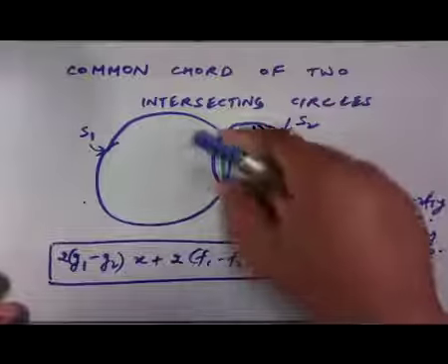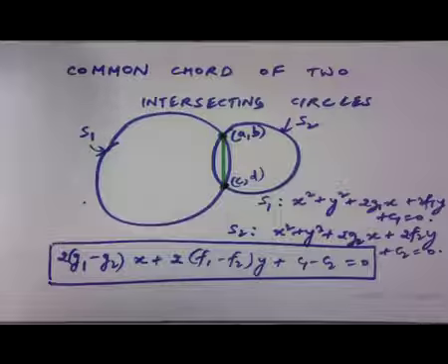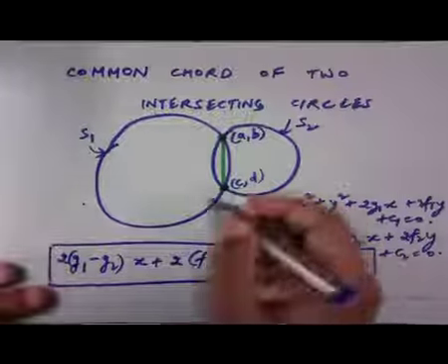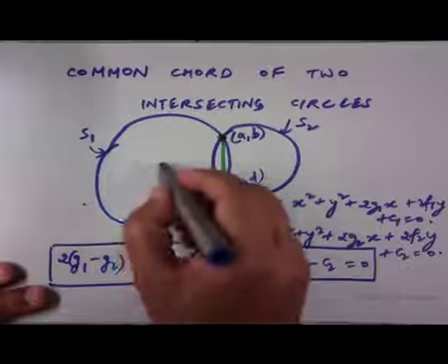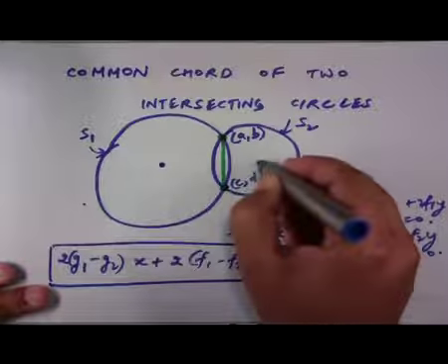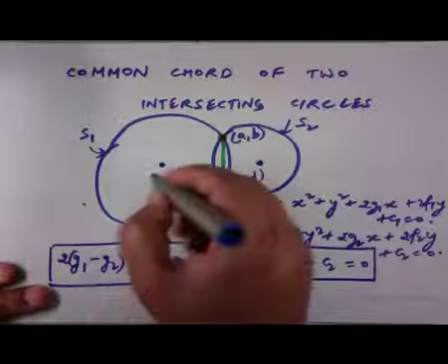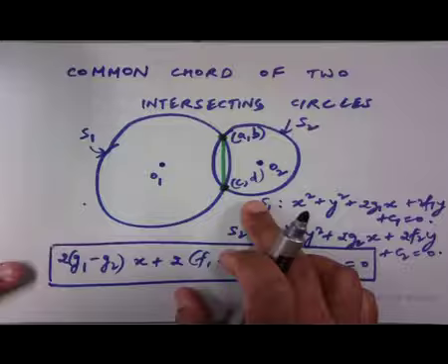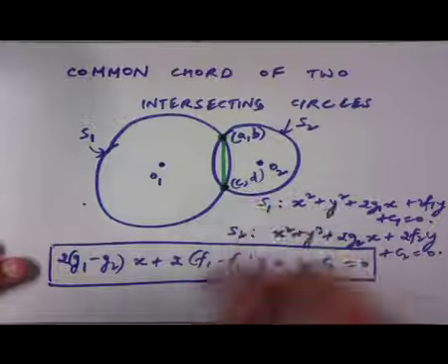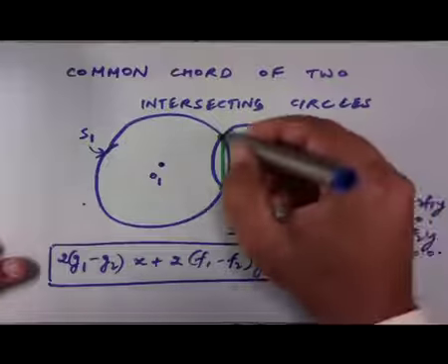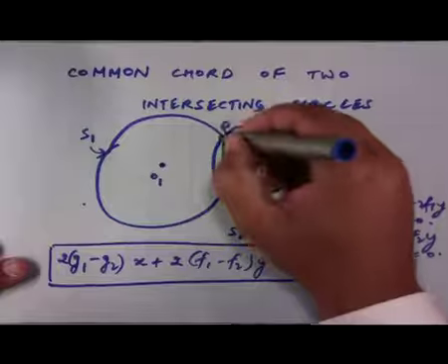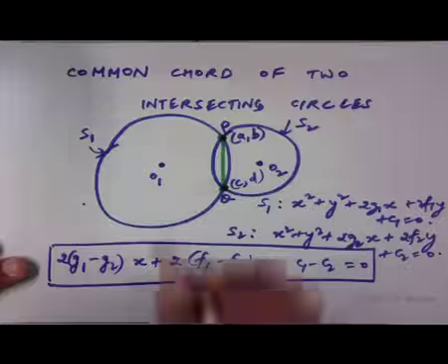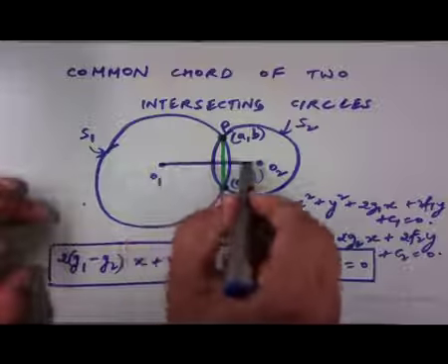The length of this common chord is not very difficult to find, and we can quickly see how to find it. Let us say that O1 and O2 are the centers of these two circles. Let us say this point of intersection is P and this point of intersection is Q. This is the straight line joining the two centers.